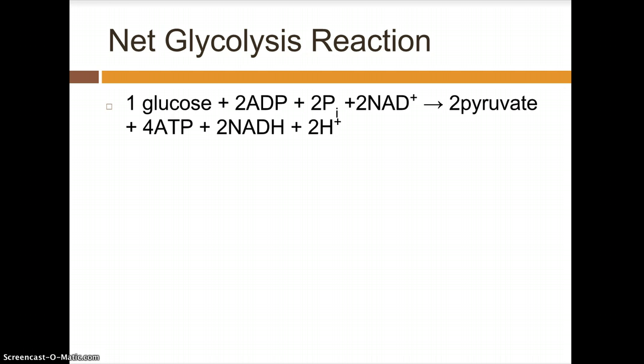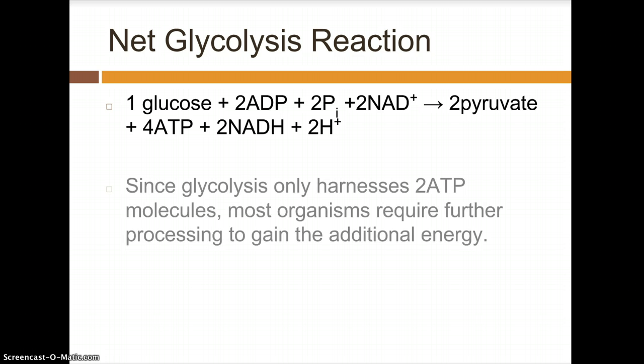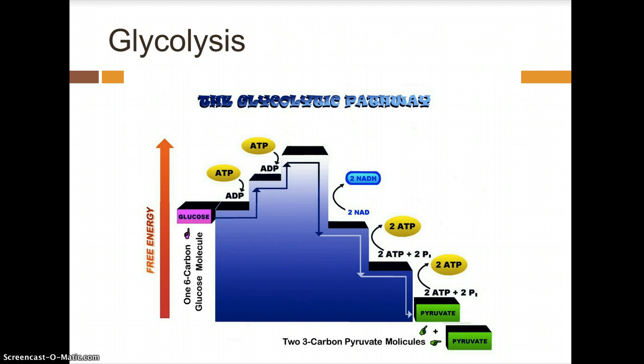So our net glycolysis reaction is one sugar molecule producing 2 ADP with 2 phosphates and 2 NAD positive, which produce 2 pyruvate molecules, 4 adenosine triphosphate, and 2 NADH with 2 hydrogen removed as well. Since glycolysis only harnesses 2 ATP molecules, most organisms require further processing to gain additional energy. So 2 ATP isn't enough energy to supply the body. We need more energy than that in order to function, so we need to look at further mechanisms of providing energy to a system.